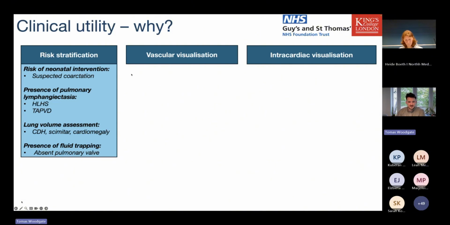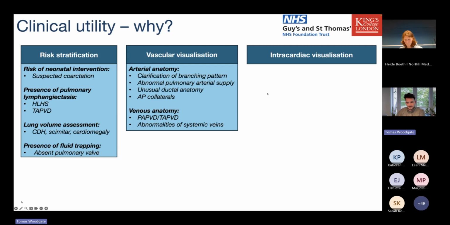A big group that we see are cases of suspected coarctation of the aorta, and our goal there is to try and quantify the risk of this patient needing an early neonatal intervention. There are other cases, like we said before, looking at pulmonary lymphangiectasia in cases of HLHS or TAPVD, and some other more niche indications where risk stratification may be helpful.